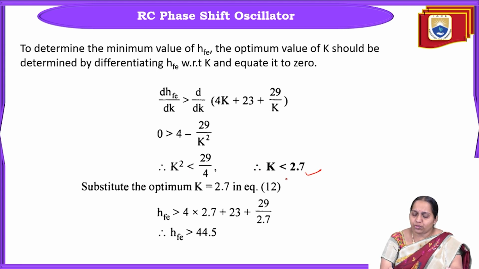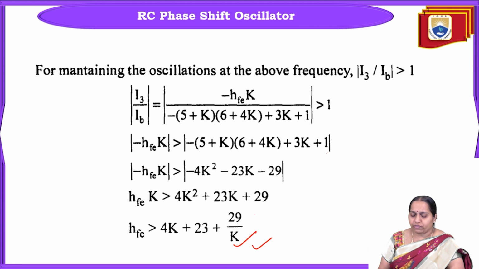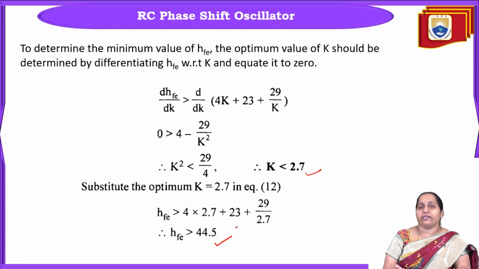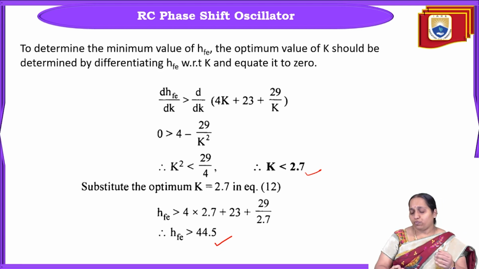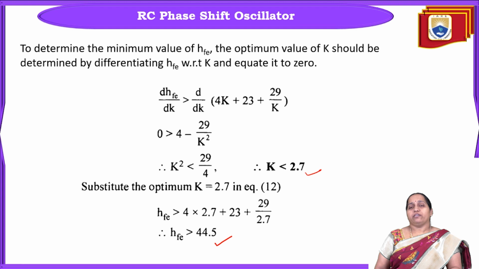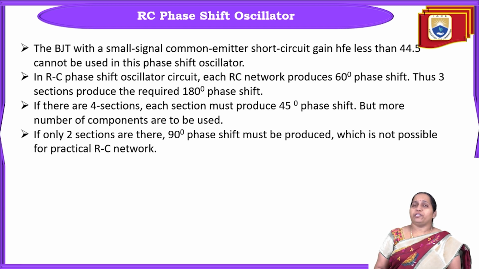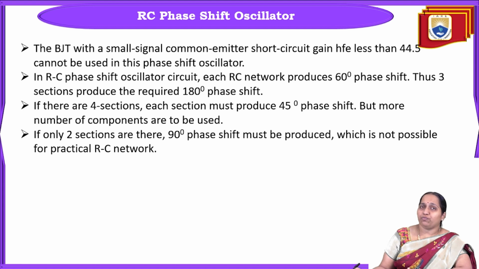So if we substitute k equal to 2.7 in the previous equation, we will get hFE greater than 4 into 2.7 plus 23 plus 29 by 2.7. So on the whole, you will see that hFE should be greater than 44.5. So what does it mean? You need an amplifier with hFE at least equal to or greater than 44.5. So the BJT with small signal common emitter short circuit gain, that is hFE, less than 44.5 cannot be used in this RC phase shift oscillator.